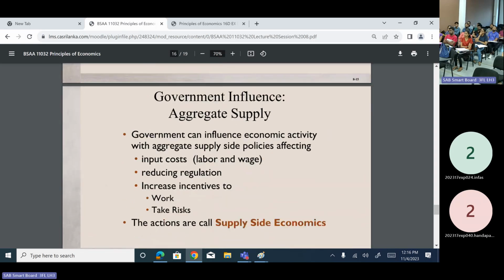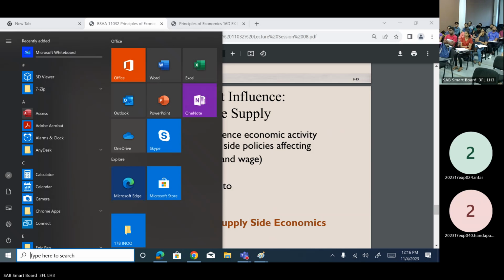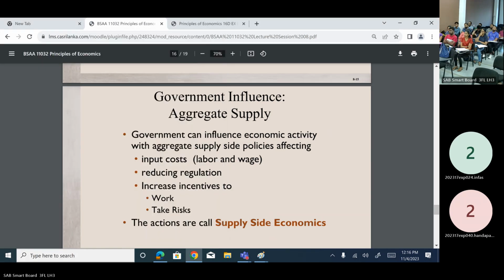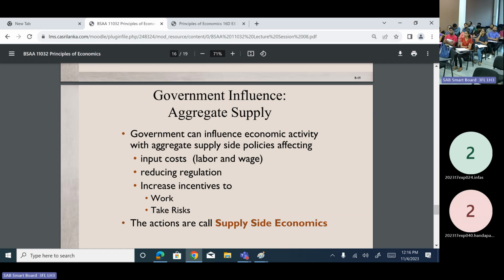And how does the government affect the aggregate supply? They can control the minimum wage rate. They can control via regulation. They can ask the people to increase incentives. This is mainly called supply side.